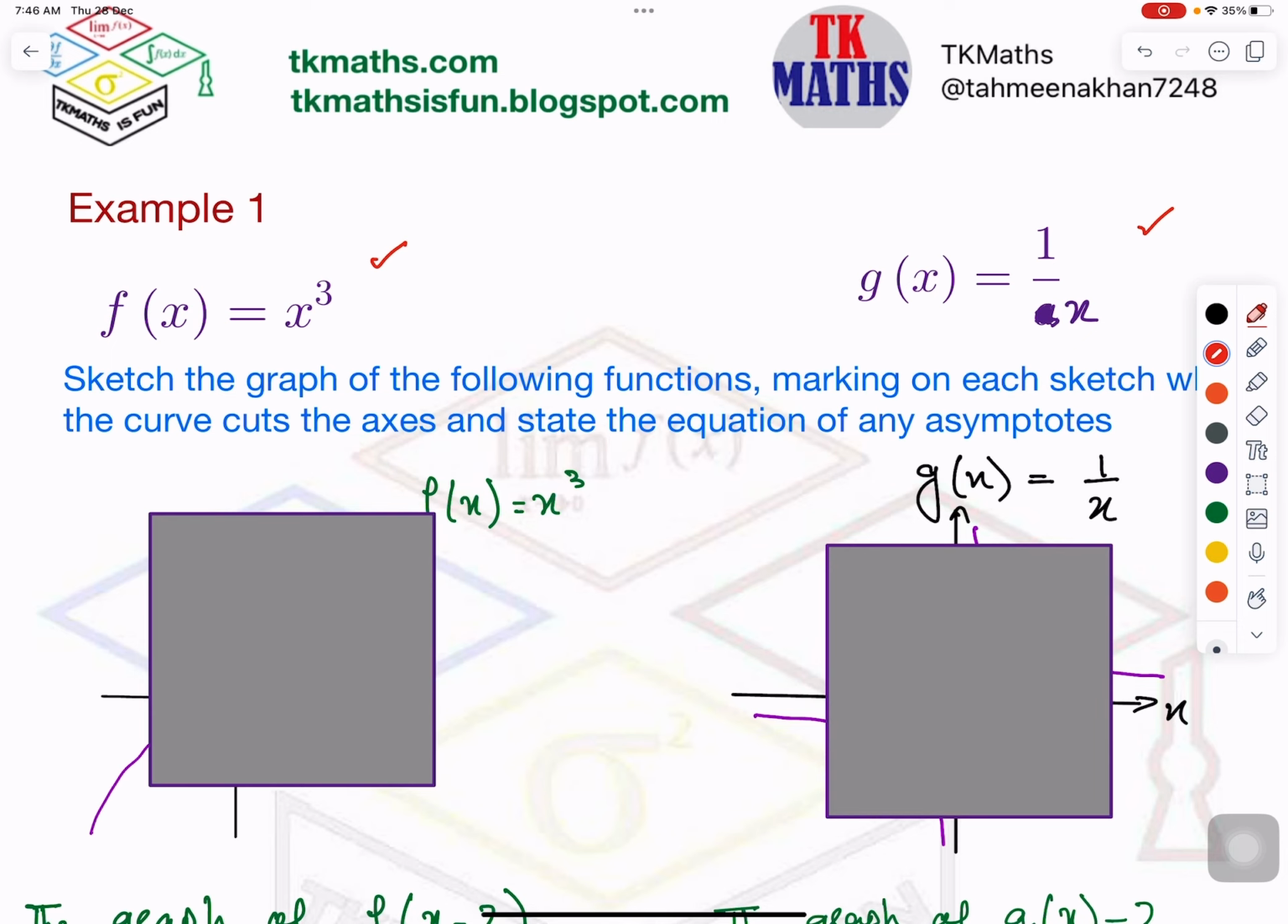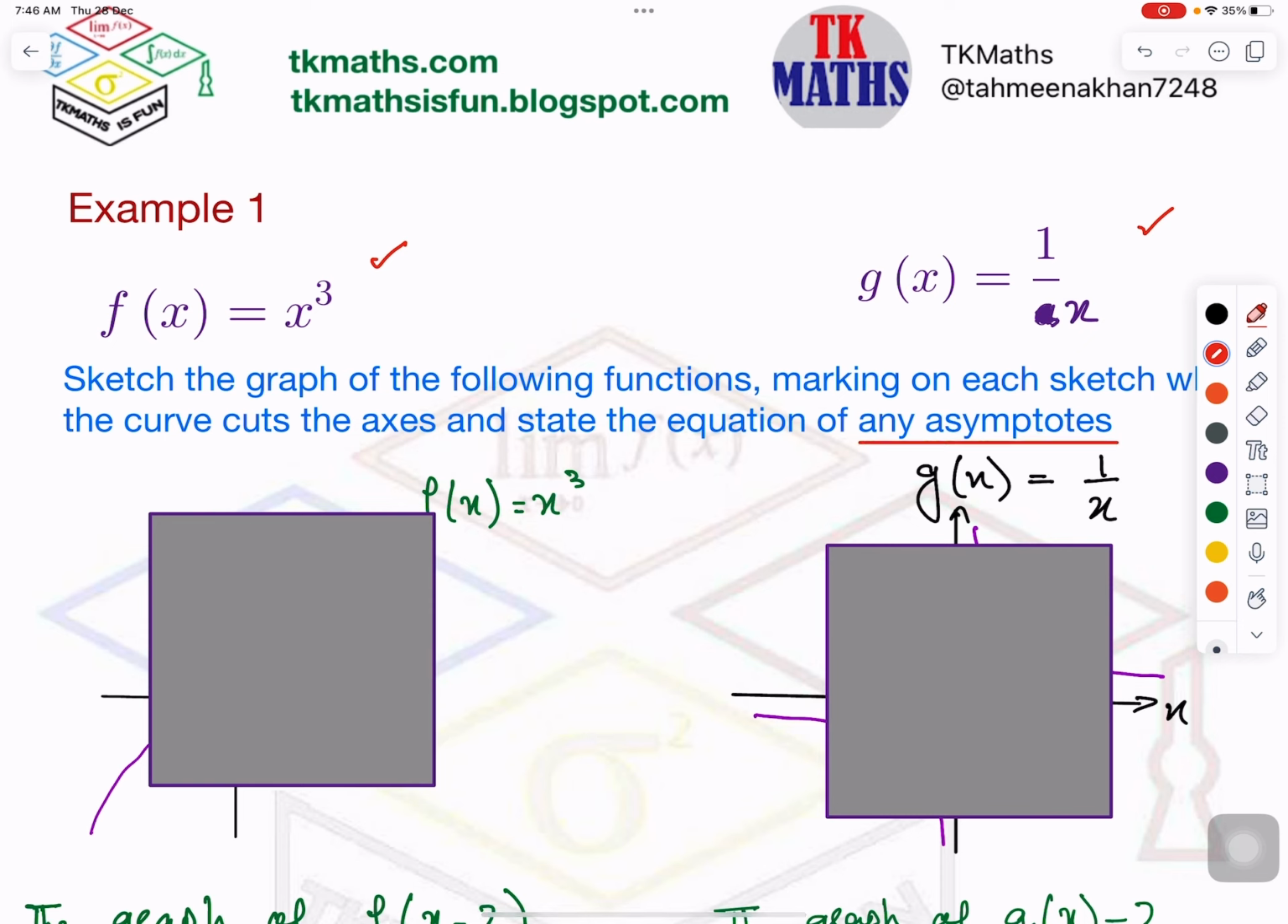Now suppose the question is saying sketch the graph of the following functions and show where it cuts the x-axis wherever it is required. That I will explain to you. And state the equation of asymptote. Now you need to understand what is the meaning of asymptote.